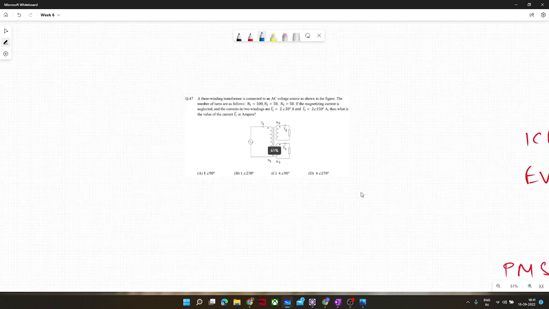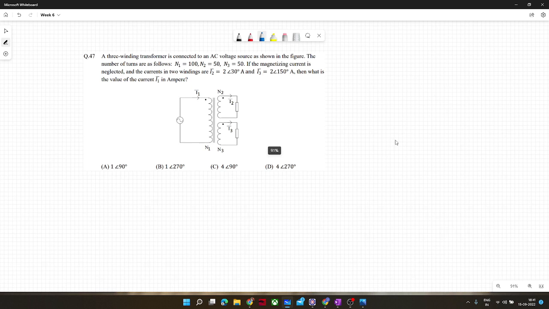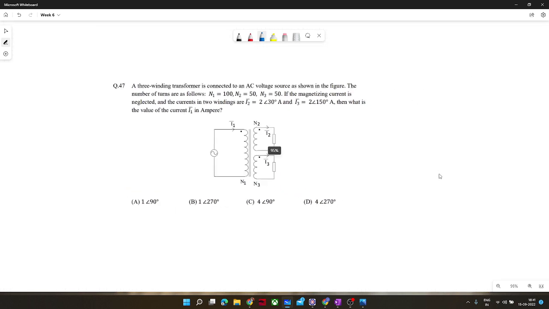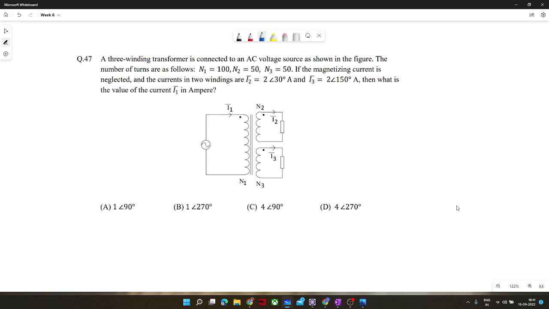So this problem is very simple because a transformer is a very simple machine. It is a static machine. So you do not need to worry about all the speeds and all. But still, it is a very important topic from the GATE perspective.